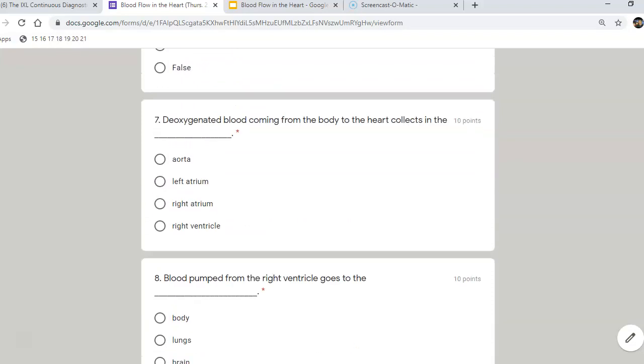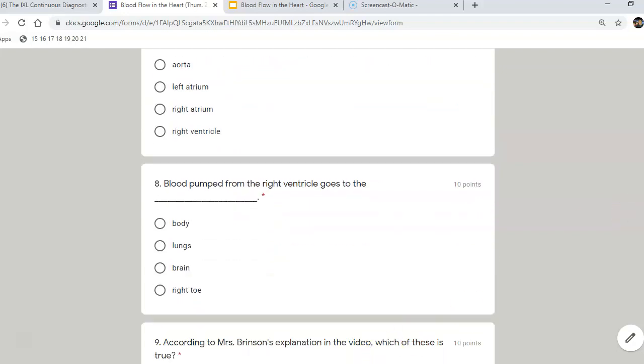Oh, and for number 7, the answers were aorta, left atrium, right ventricle. Number 8, blood pumped from the right ventricle. Remember, our ventricles do the pumping. Blood pumped from the right ventricle goes where?